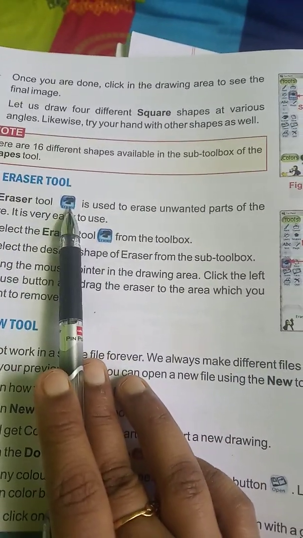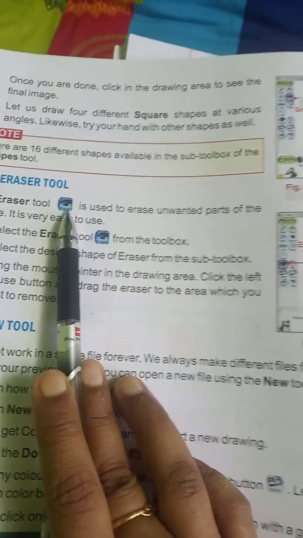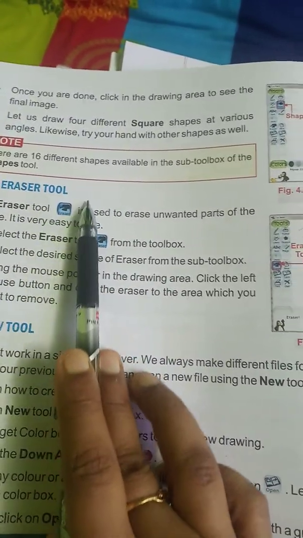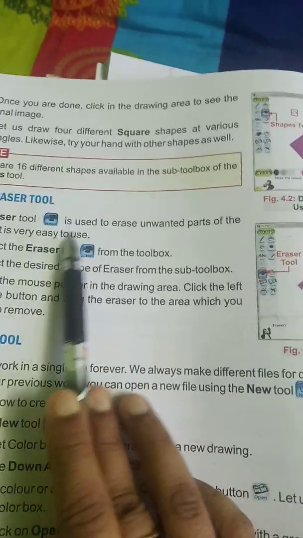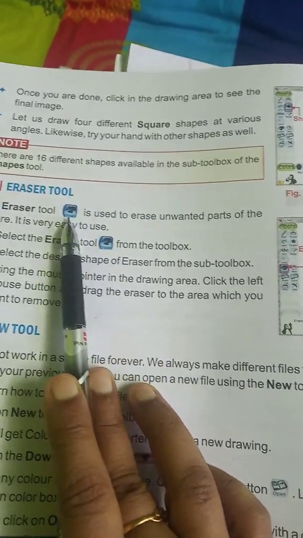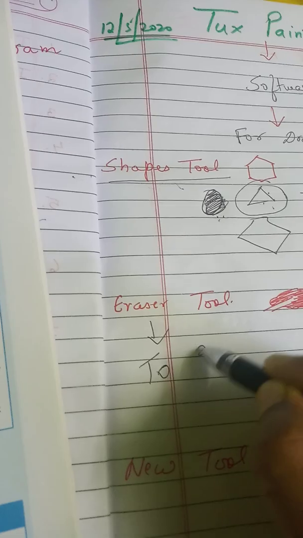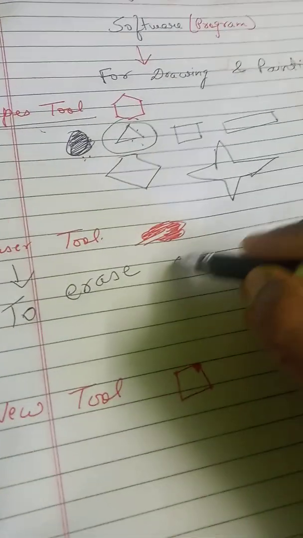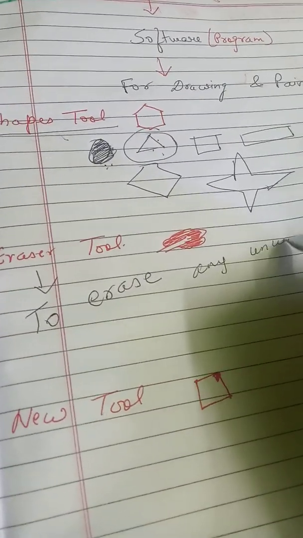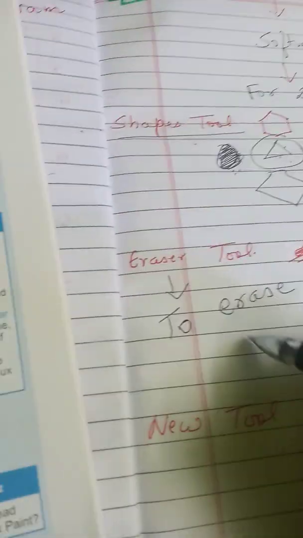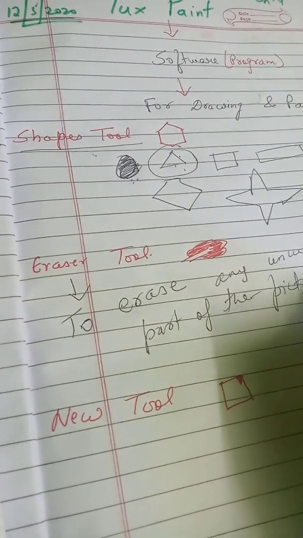This is the icon by which we are able to use the eraser tool. How does it look? It looks like this. With the help of this we use the eraser tool to erase any unwanted part of the picture. Understand? Okay, now next, the new tool.